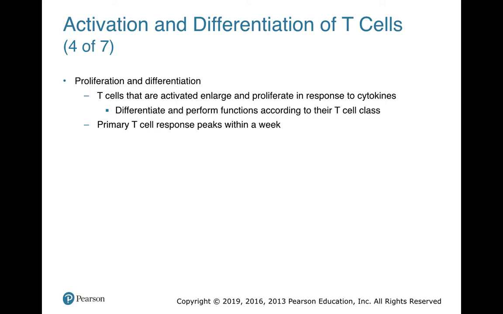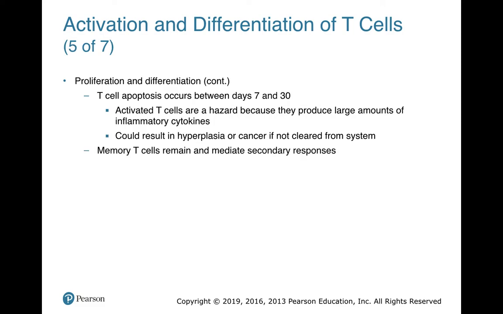T cells that are activated would then enlarge, proliferate, and respond to cytokines. They differentiate and perform functions according to their class. Primary T cell responses peak within about a week, a similar timeline to what we had with B cells producing antibodies. Apoptosis occurs between 7 and 30 days.